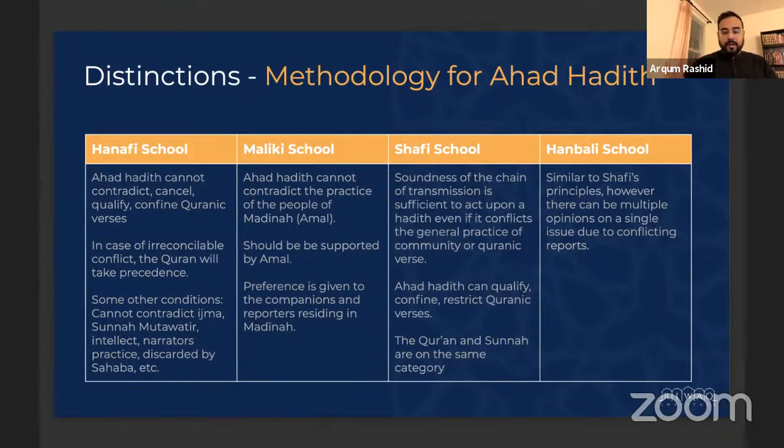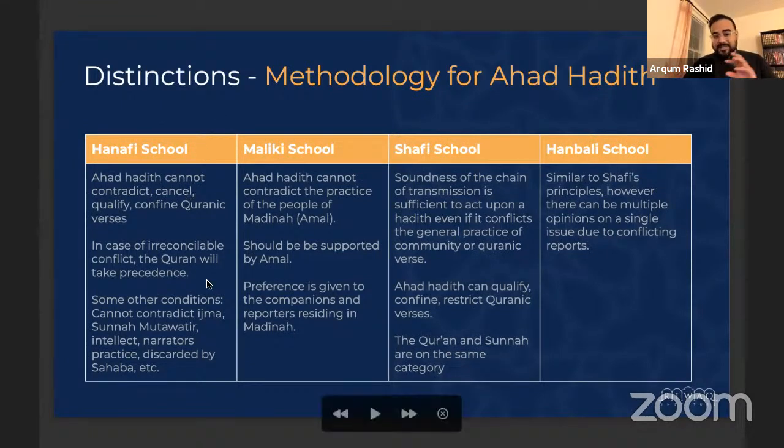Is the hadith sahih? If it is sahih, it is able to confine the Quran. It is able to qualify something from the Quran. It is able to restrict something from the Quran. Right? So they are basing it off of whether it is sahih or whether it is da'if.